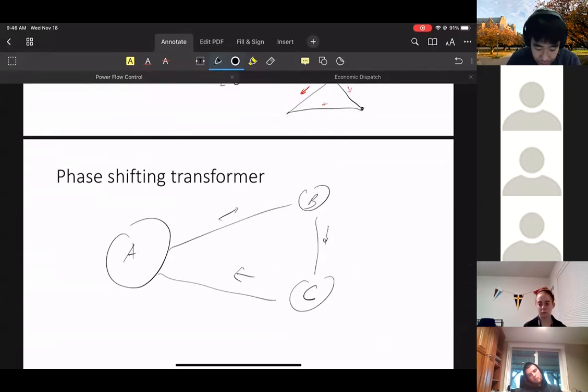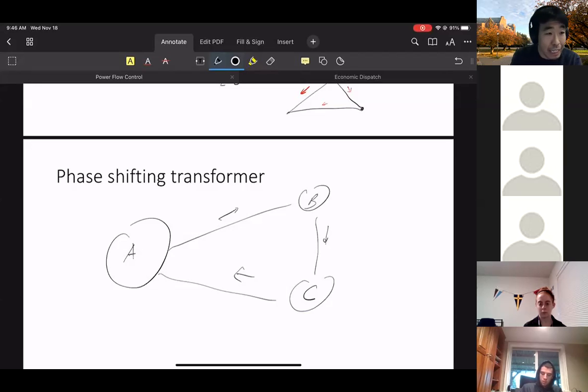So let's say if C wants more power, it has to deal with both A and B. Even if C goes to a generator, let's say A is a generator, and says sell me more power, then B has to necessarily get involved, because power flows in a loop.